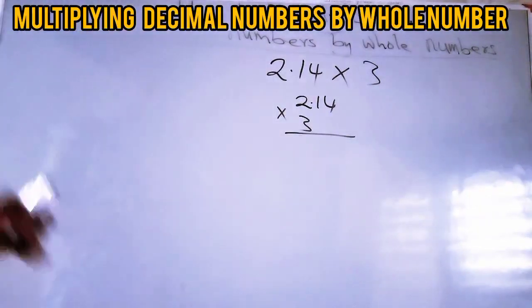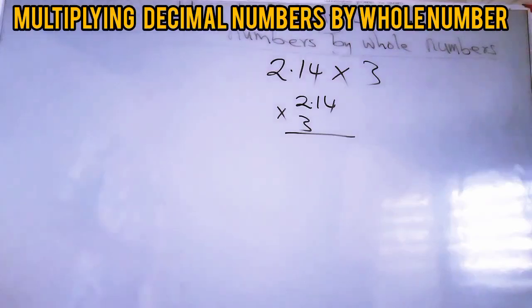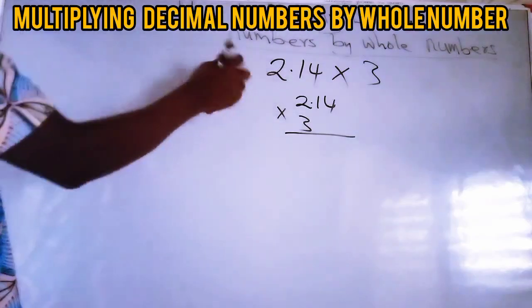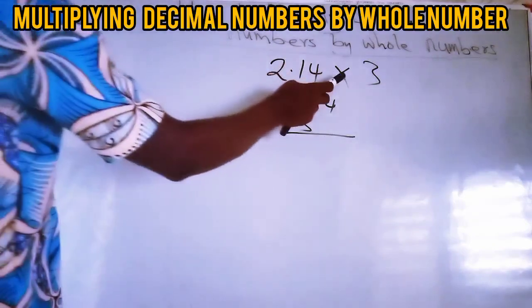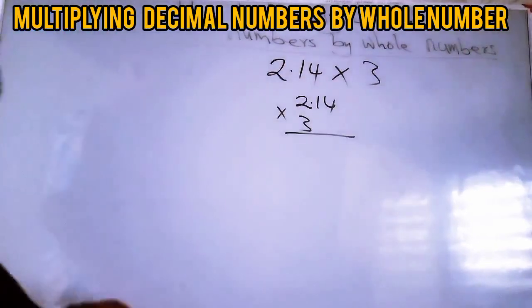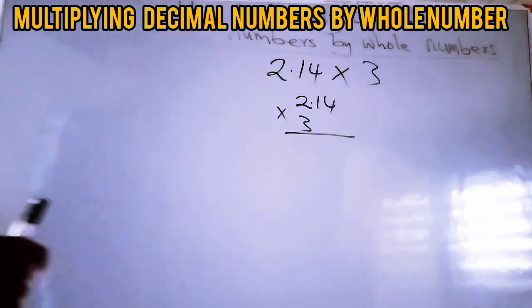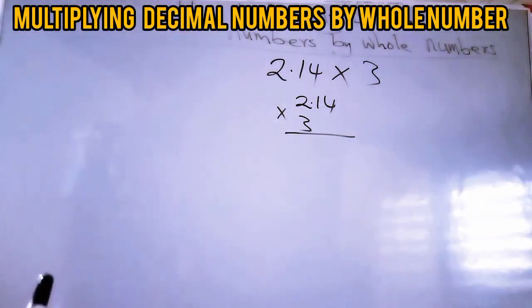How to multiply decimal numbers by whole numbers. We have an example on the board: 2.14 multiplied by 3. The 3 is the whole number, while 2.14 is the decimal number. So we are going to try the first example on the board.